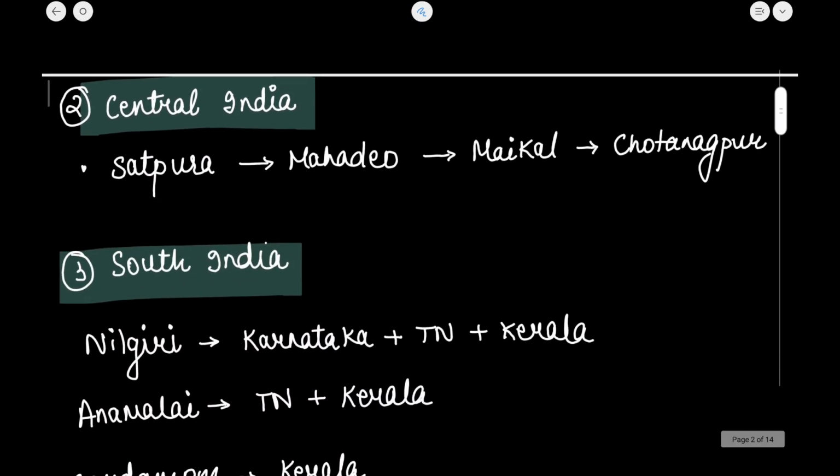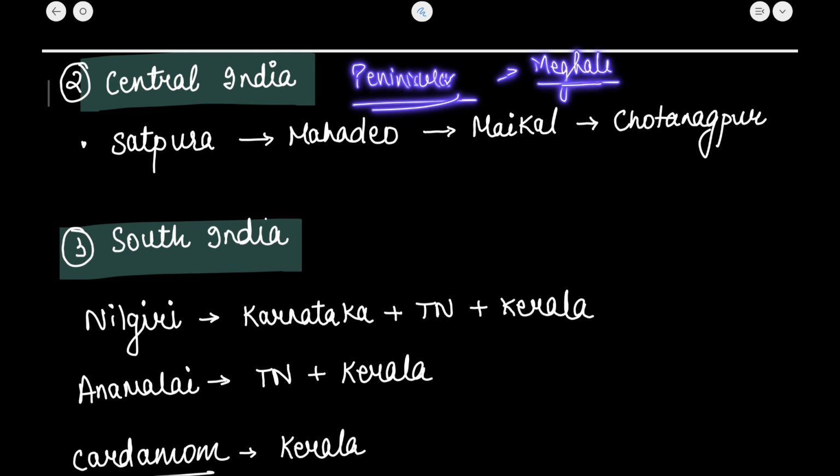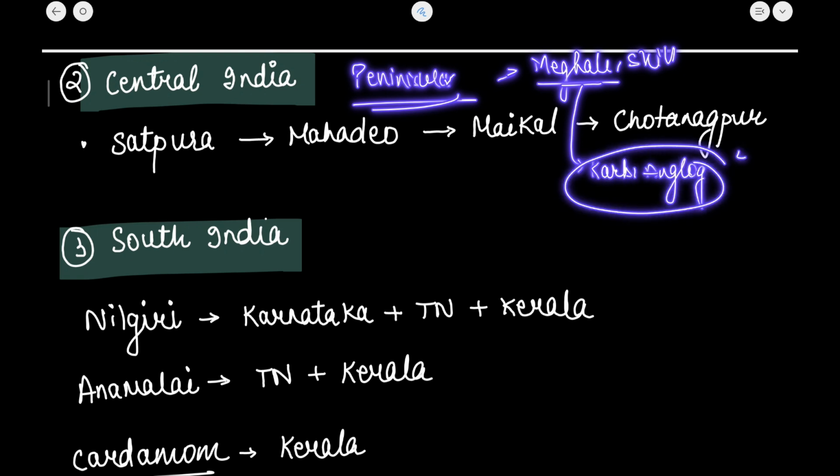Okay, let's now move to central India, that is the part of the Peninsular Plateau. Now if we talk about the Peninsular Plateau, the extension of this Peninsular Plateau is the Meghalaya Plateau in the northeast, then the Shillong Plateau, then the Karbi Anglong Plateau in the northeast. These all are extensions of the Peninsular Plateau.